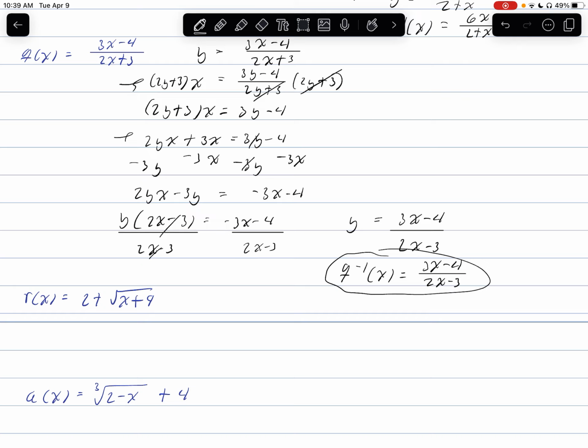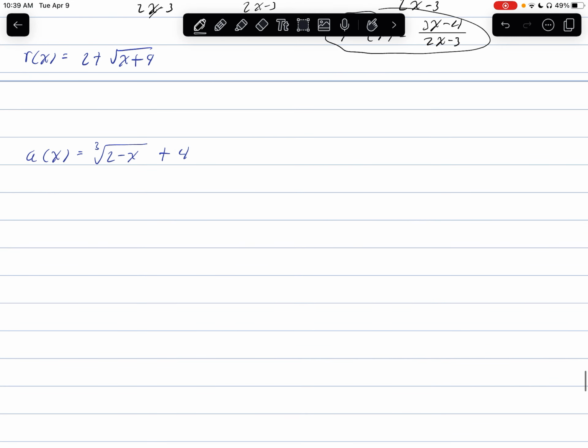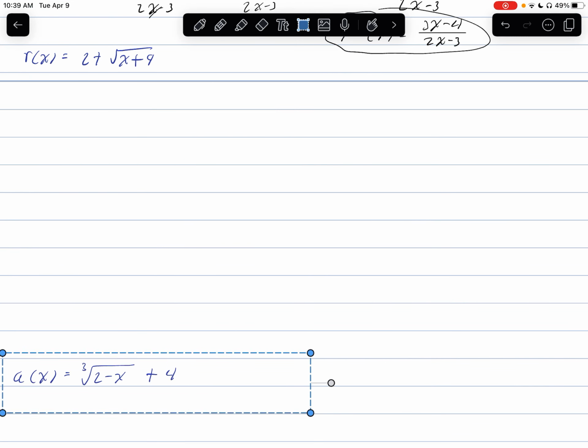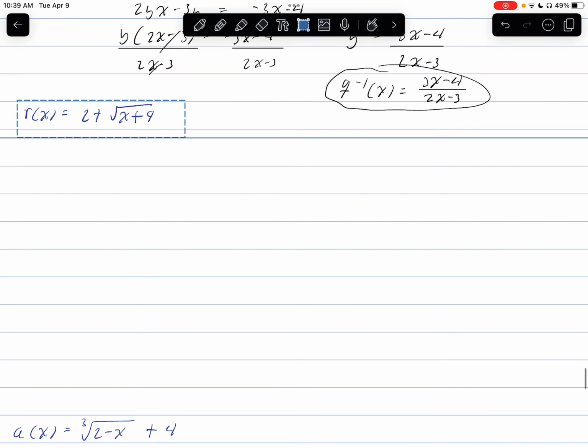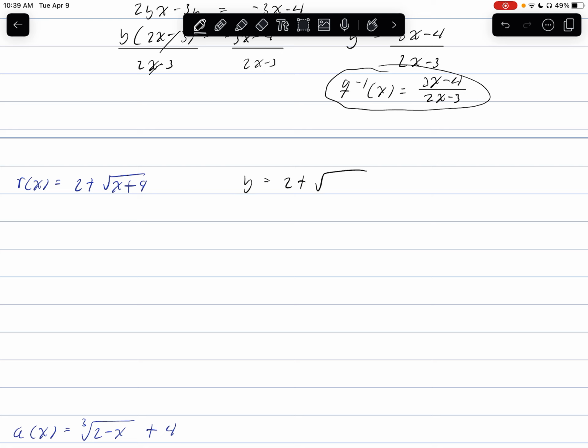Okay, here's something a little different now. A couple left. So let's make a lot of space. We have r of x is equal to 2 plus the square root of x plus 9. So the same principle is going to apply here. So we'll start by replacing r of x with y. So we have y is equal to 2 plus the square root of x plus 9. And now we need to switch x and y. So that'll give us x is equal to 2 plus the square root of y plus 9.